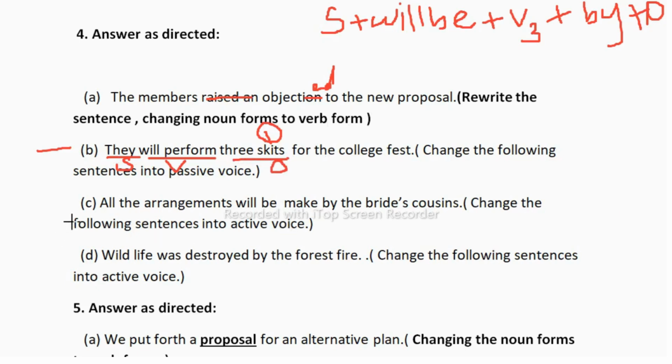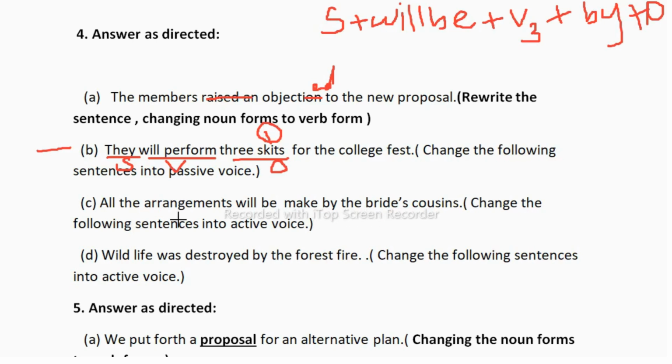Now let us move to the C1. All the arrangements will be made by the bride's cousins. Now again here you have to change the following sentence into active voice. Here we changed active voice to passive voice, but here the sentence is already in passive voice, and we have to make it into active voice. So here also we have to do the same thing: interchange the subject and object.